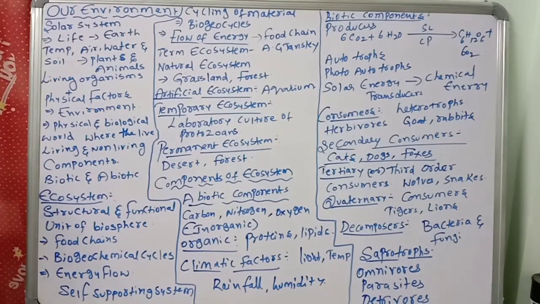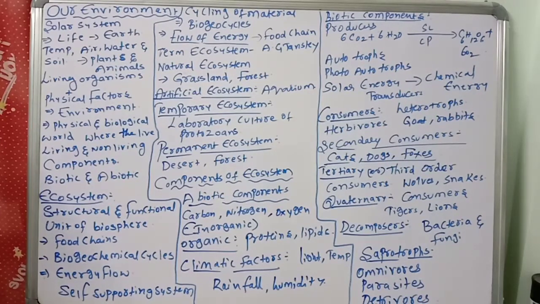Now, ecosystem. An ecosystem may be defined as a structural and functional unit of the biosphere. The biosphere comprises living organisms and their non-living environment. So there are food chains and biogeochemical cycles, gene flow, energy flow, biotic diversity and the self-supporting system. These all are there in the biosphere and the ecosystems.